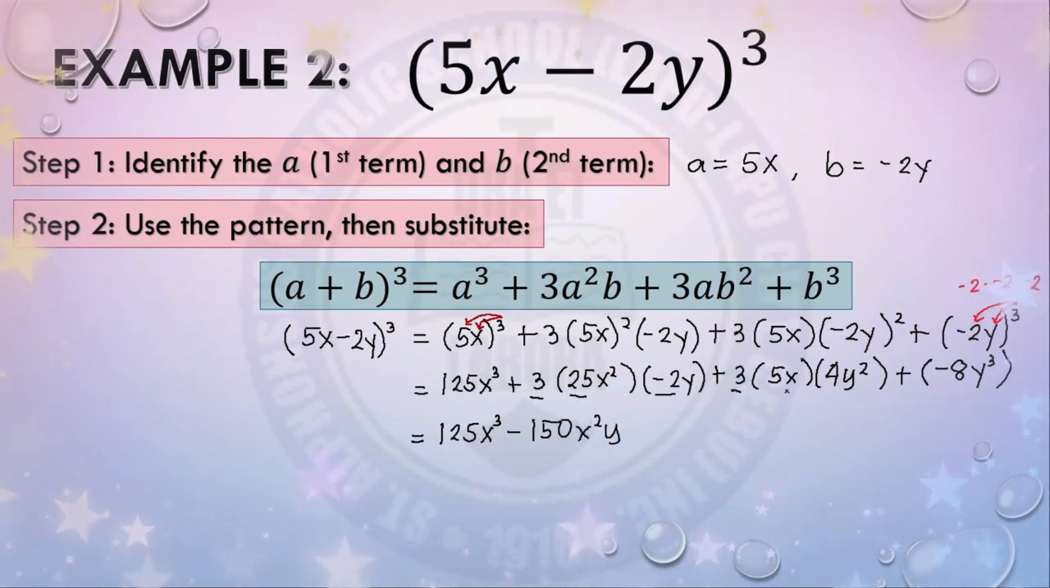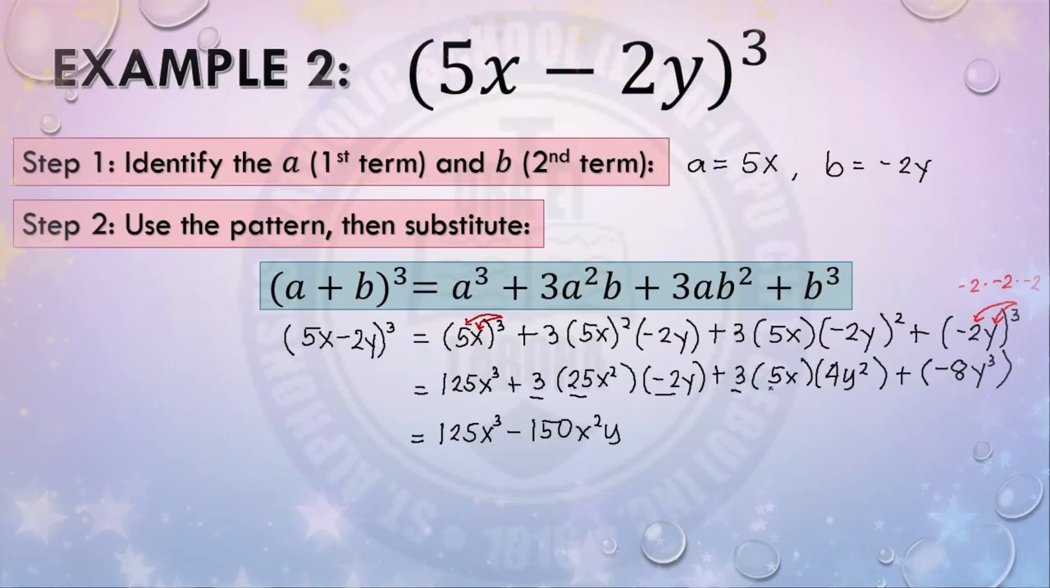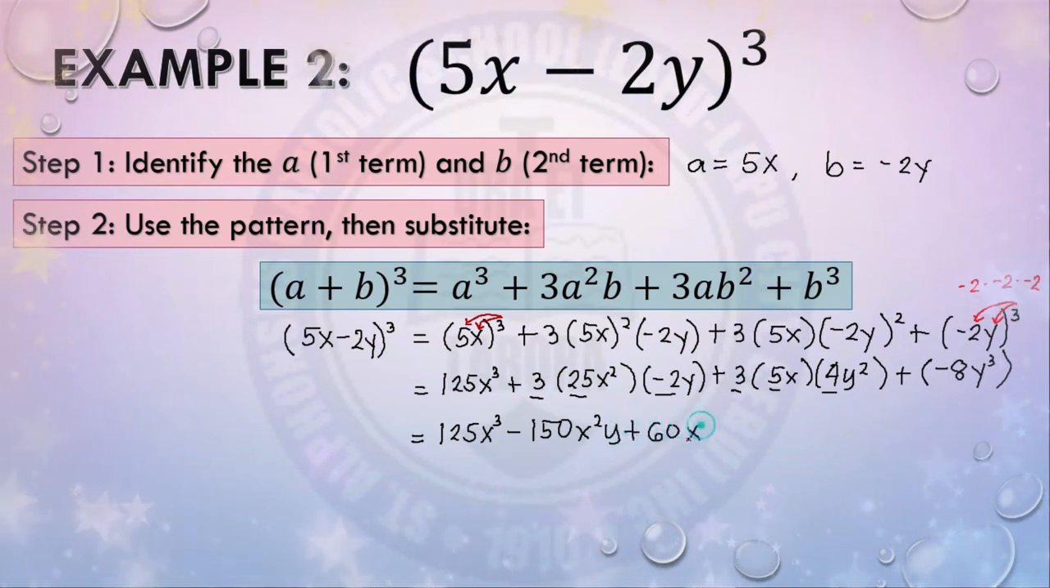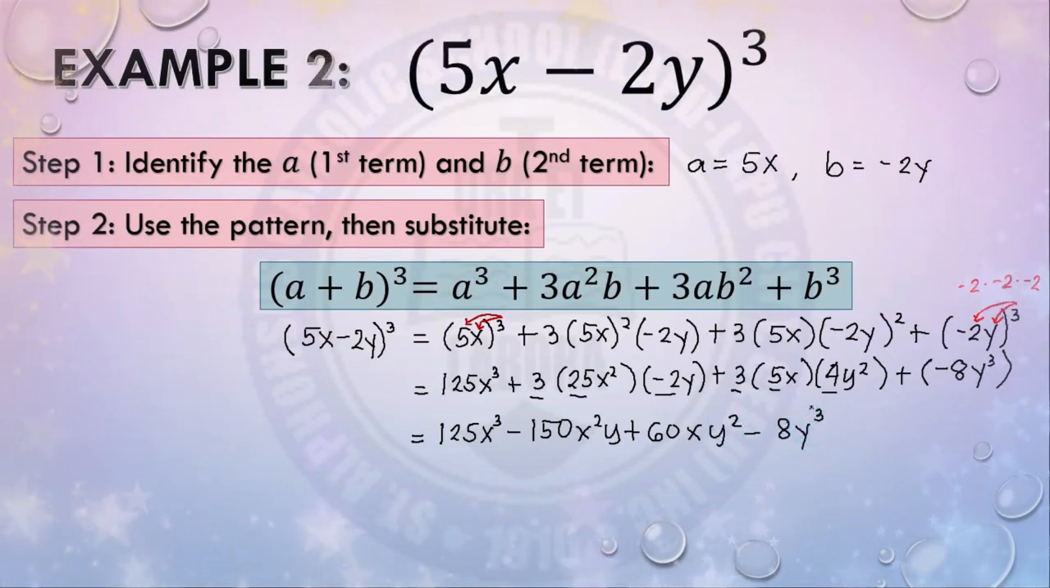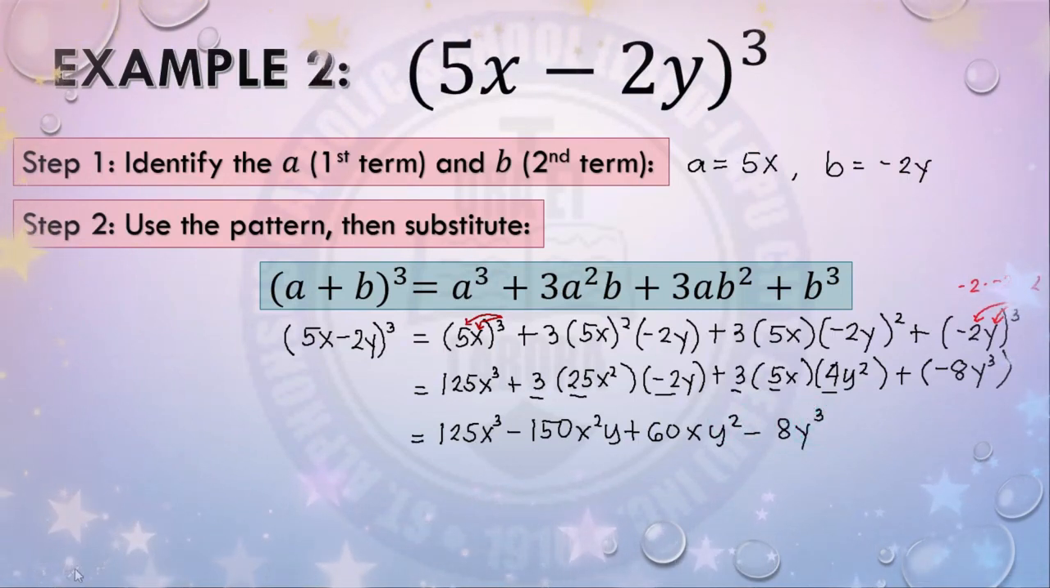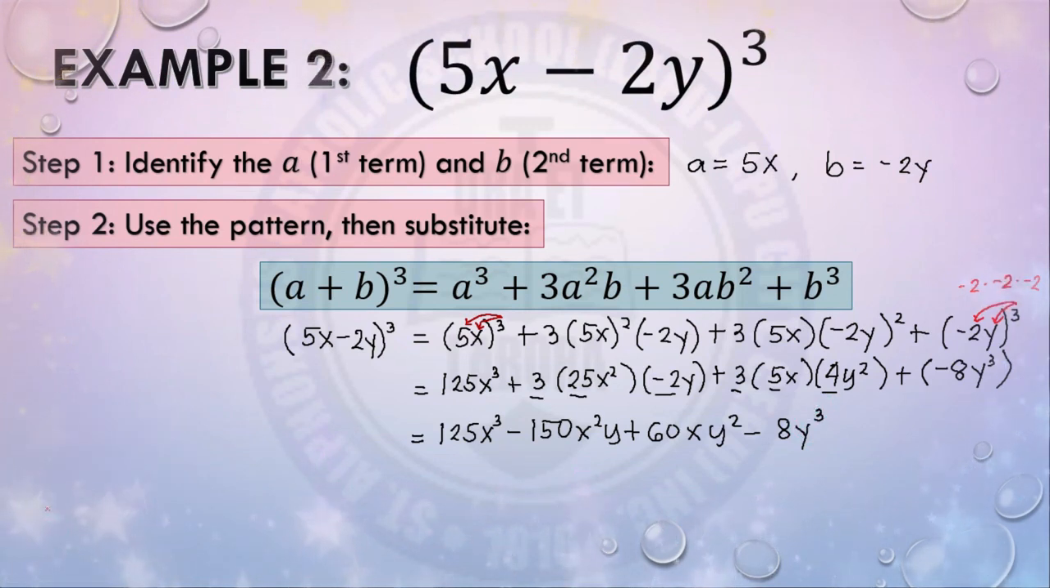Next, 3 times 5 times 4. What is the answer for 3 times 5 times 4? Yes, the answer is 60. 60xy squared. Then we will remove the parentheses for the last term. The answer is negative 8y cubed. Okay, now that's it. I think that is now our final answer.